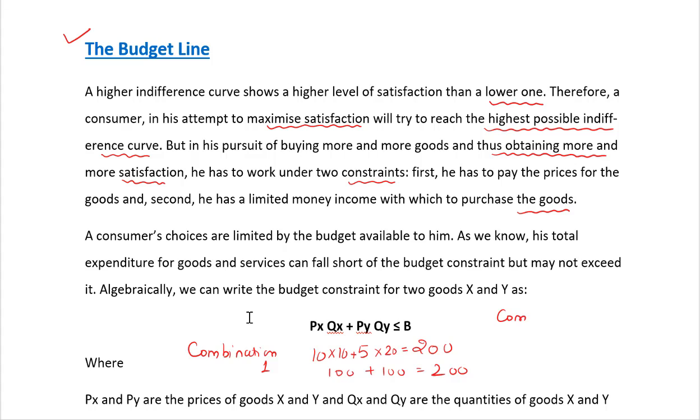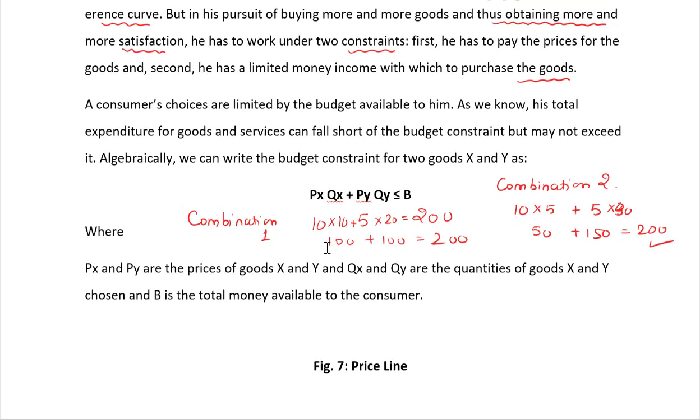I can also choose combination 2. In combination 2, the price of X is 10 and supposedly I am buying only 5 units. That means 50. The price of Y is 5, and I am buying 30 units. That is 150. So in total, I can spend 200. I am within the budget line. I am within my criteria. So there is no problem at all.